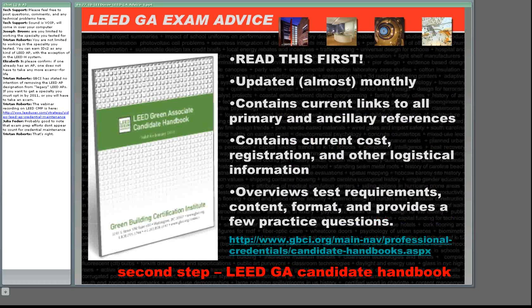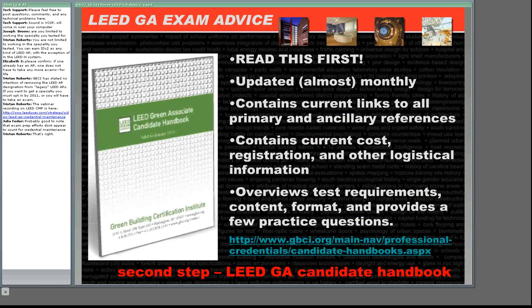How do I sign up for a test? Where are the test centers located? When do I do what? When do I need to pay this? When do I need to pay that? Definitely go through this. Skim through it at first. You don't need to read it cover to cover. I think it's 50 or 60 pages. But you definitely want to check it out first and check out the current version.